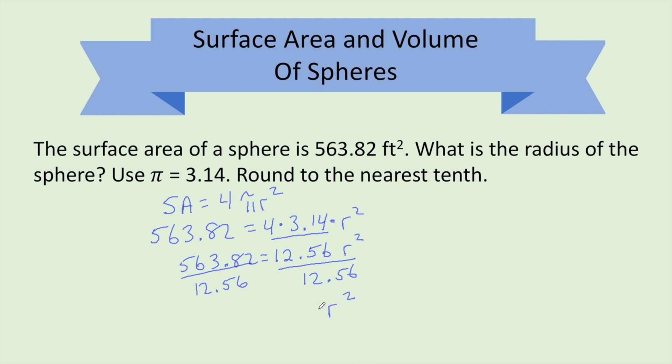And we get r squared is equal to 44.8901, and it keeps on going, but this is r squared, so we have to put this into our calculator and take the square root of 44.8901. And the radius in this case is exactly 6.7. That worked out pretty well. Okay, so we didn't really have to round. It ended up where we wanted it to be.